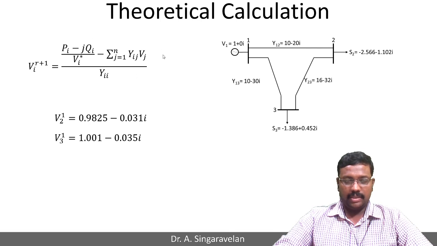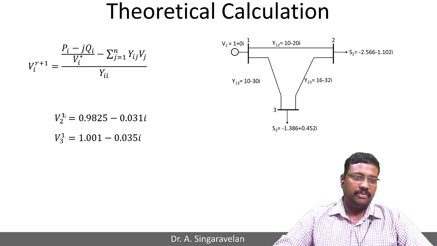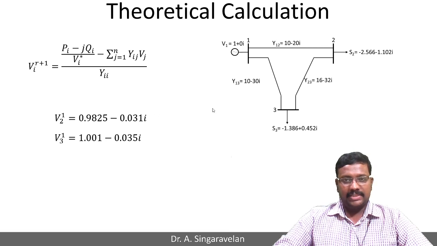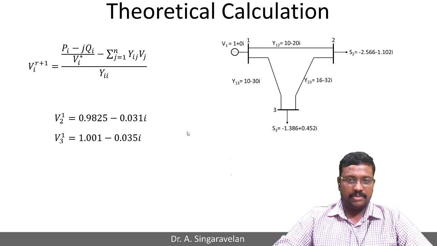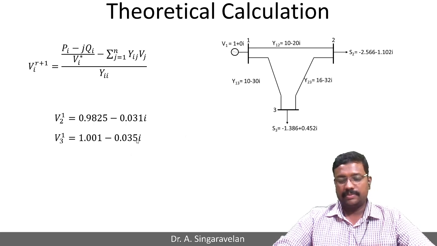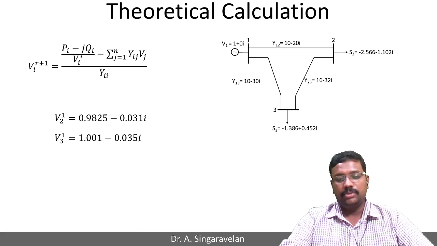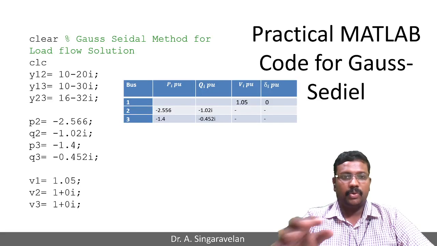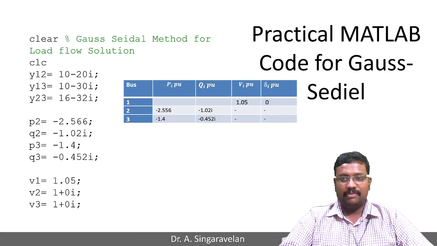If you solve by substituting all these values in this equation, for the first iteration you will get 0.9825 minus 0.031i. Same thing if you give the values for the third bus, you will get this value. Just by substituting all the values given in the question and solving this equation, you will get this value. So this is the theoretical calculation. If you want to do the practical part, then the MATLAB programming for this Gauss Seidel is as follows.